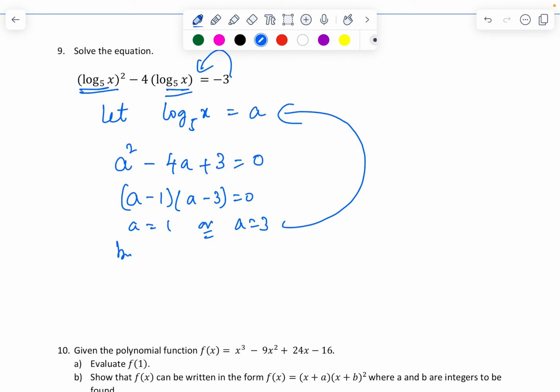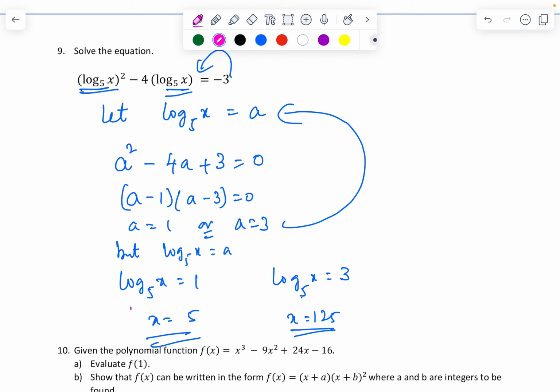But log base 5 of x equal to a. So now I'm going to find the answer for x. So 1, log base 5 of x equal to 1, so x equal to 5, and log base 5 of x equal to 3, so x equal to 5 to the power 3, which is 125. So two values of x.